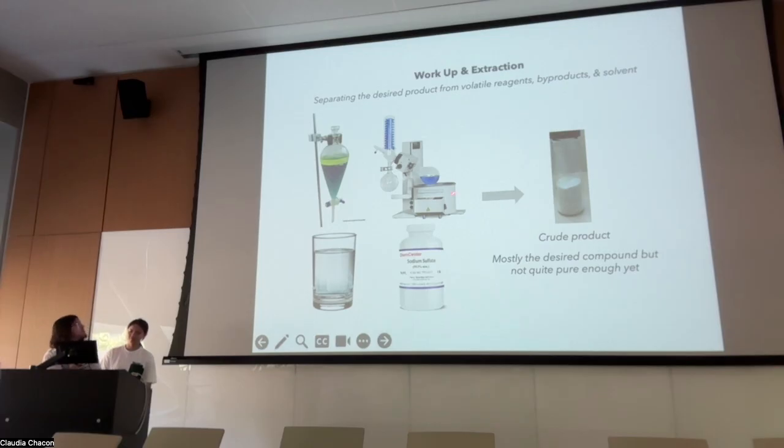And this is the rotary evaporator, or for short, rotovap. This basically removes volatile solvents from a solution under reduced pressure. This allows the solvent to evaporate at lower temperatures, leaving just the product behind. Lastly, this is our crude product, which is the mostly desired compound, but it's not quite pure yet, so we need to purify it.